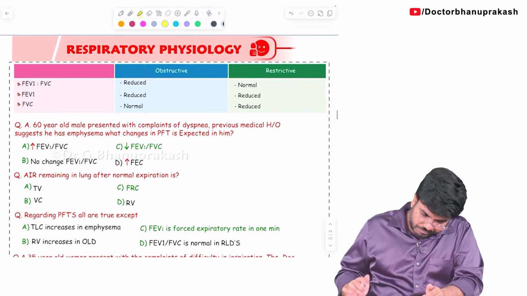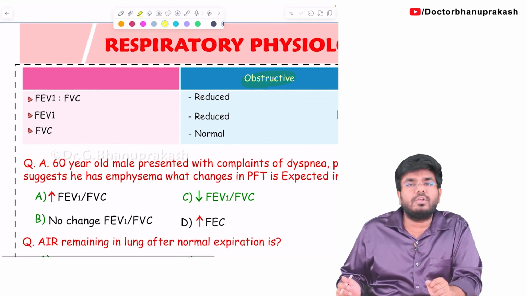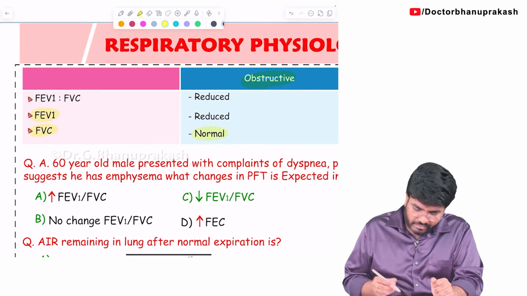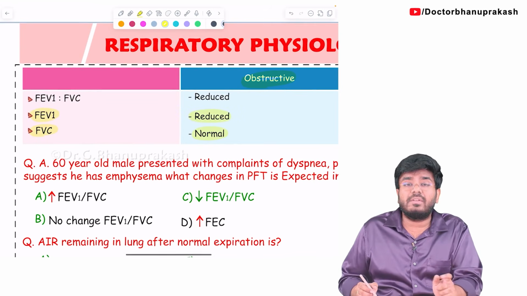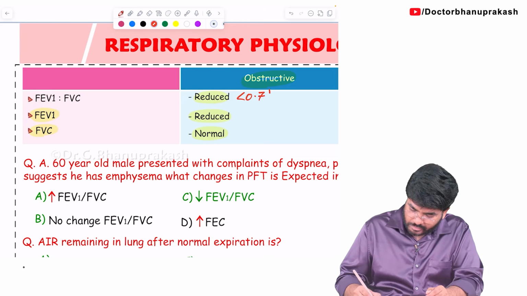See guys, here, the difference between obstructive versus restrictive. Now first look at the obstructive. Have I told you, in obstructive lung disease, the FVC will be normal. And what about the FEV1? FEV1 is reduced. So FEV1 by FVC ratio is definitely reduced. And how much reduced? Less than 0.7.